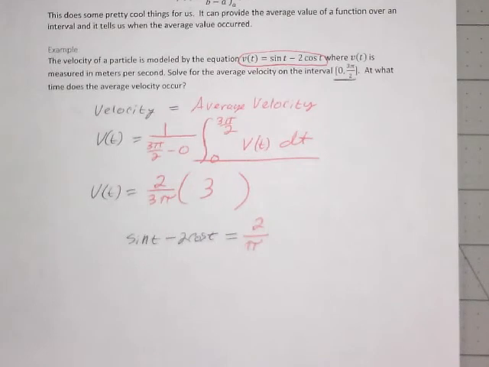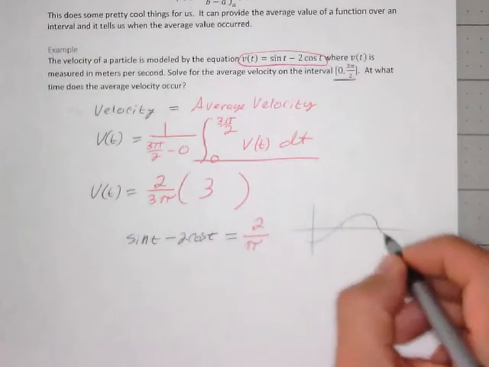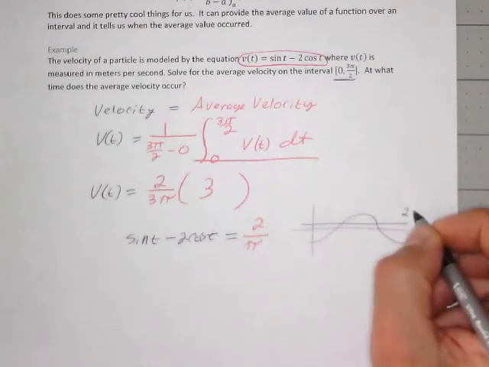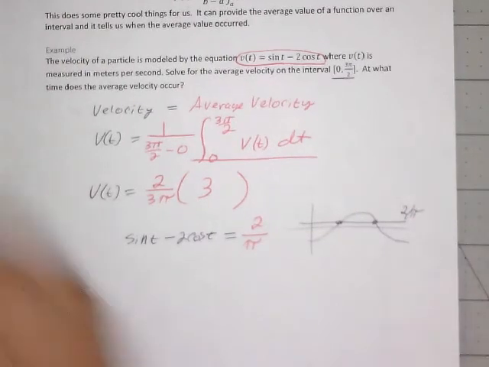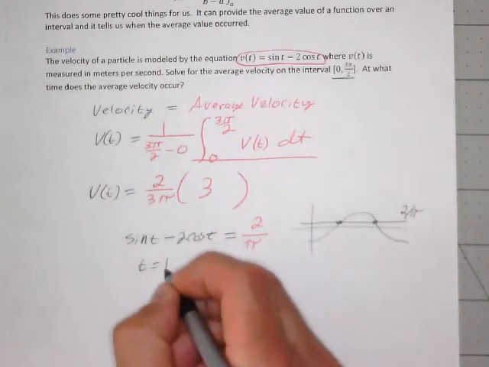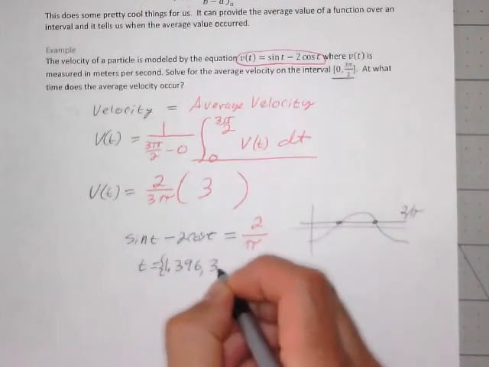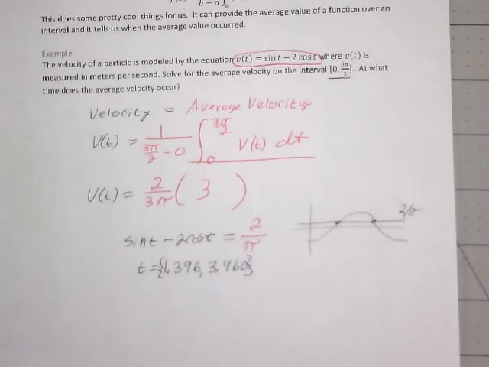All right. I'm not going to bother solving this algebraically. I went to my calculator and I graphed it so that I had my one curve like this, and then I had my line 2 over pi, and I found out where they intersected. So they intersect at t equals 1.396 and t equals 3.960 in our interval. I don't think this one's in the interval.